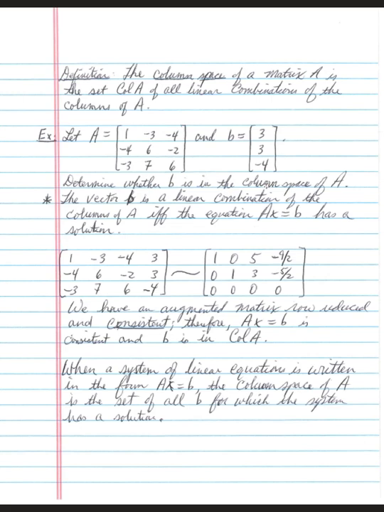When a system of linear equations is written in the form AX equals B, the column space of A is the set of all vectors B for which the system has a solution. So basically create an augmented matrix, reduce it, and if it's consistent, you're in good shape.